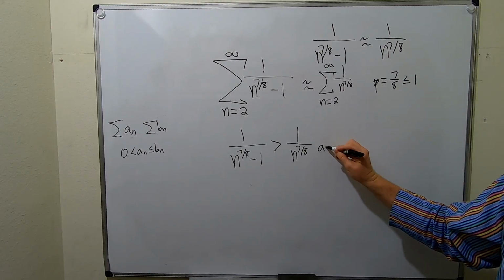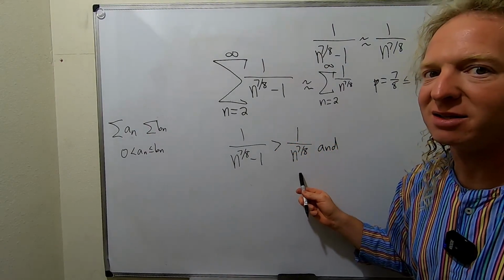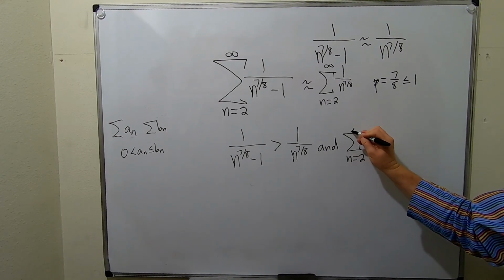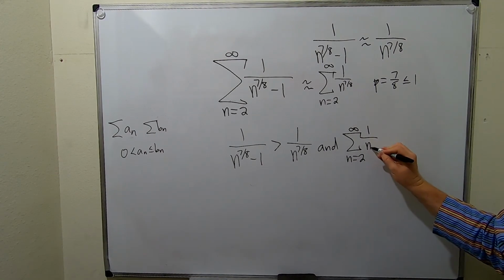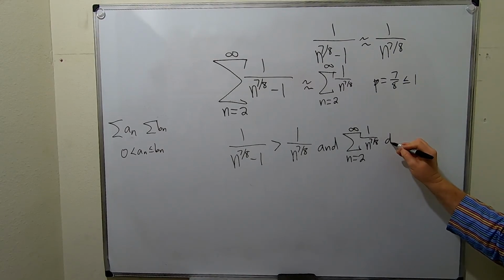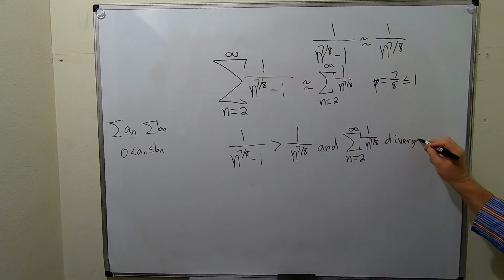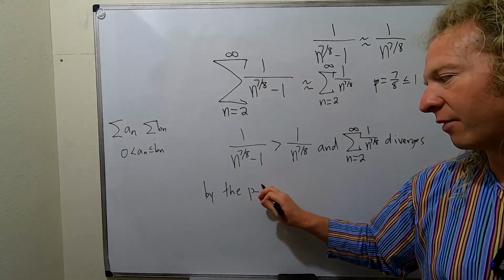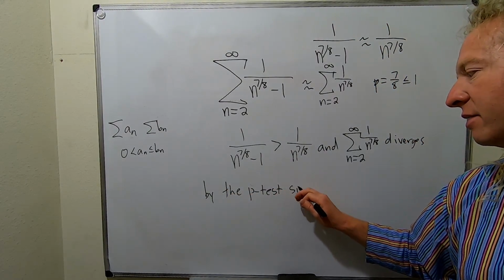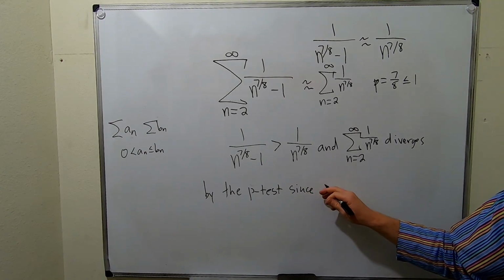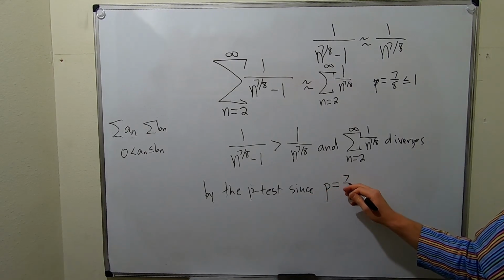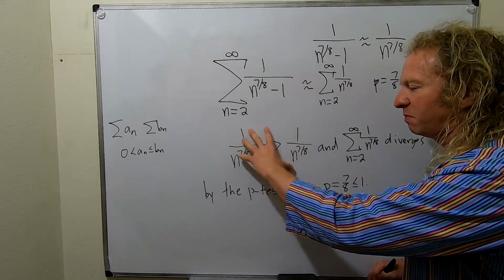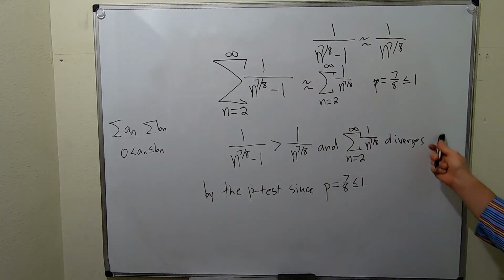So now we just have to explain why the sum of these guys diverges. This infinite sum, as n runs from 2 to infinity, of 1 over n to the 7/8 diverges by the p-test, since, well, why does it diverge? Well, because p is equal to 7/8, which is less than or equal to 1. So we've shown that this is bigger than this and that the sum of these diverges.